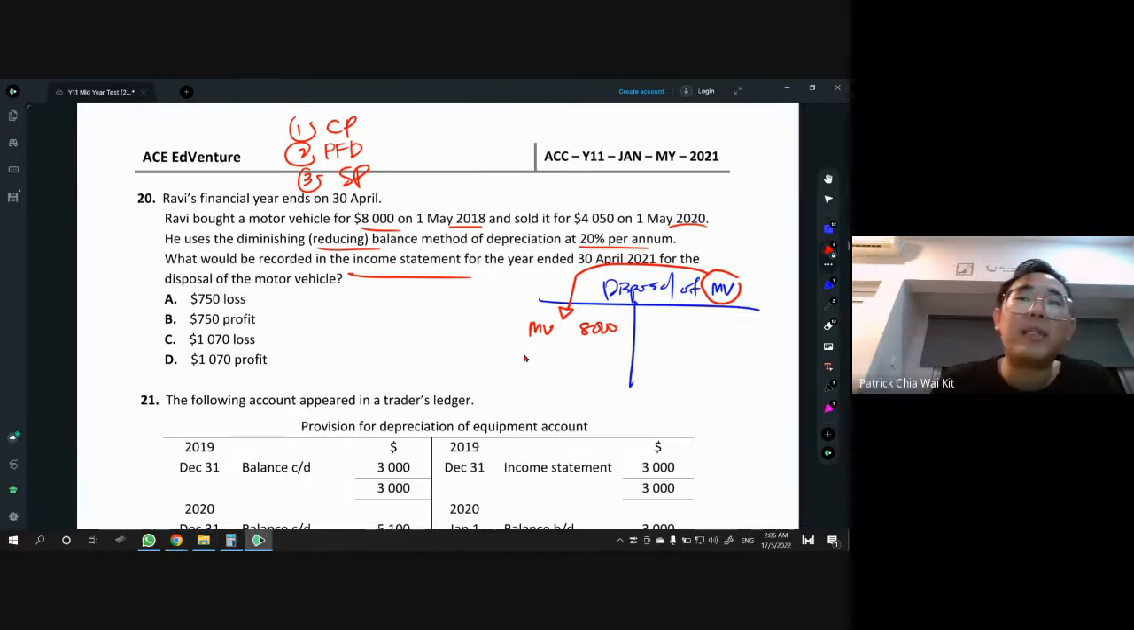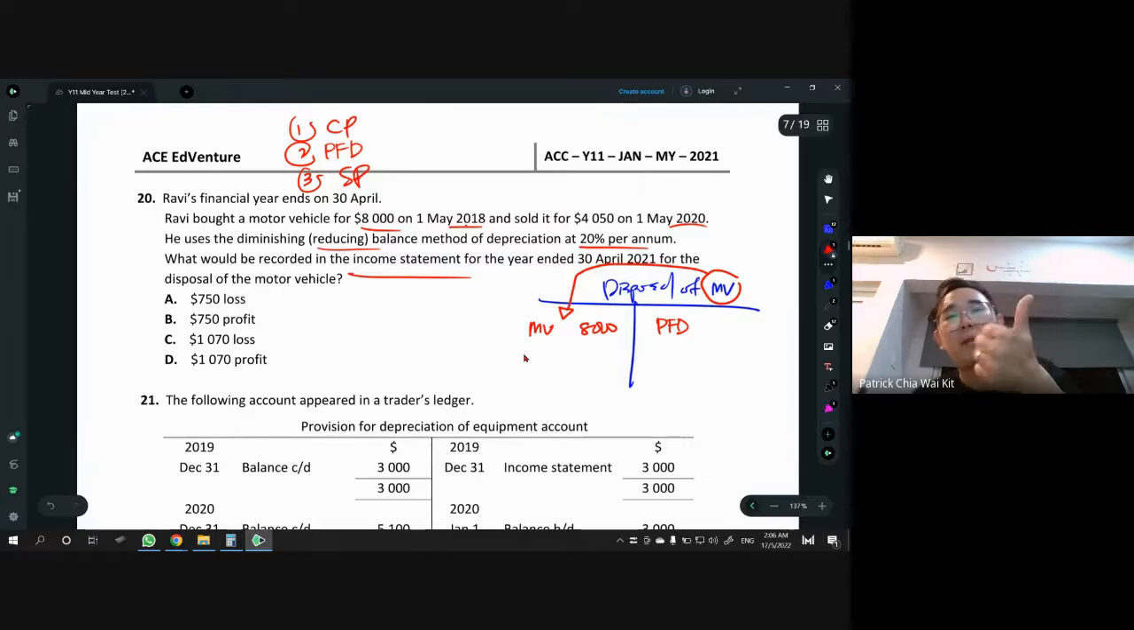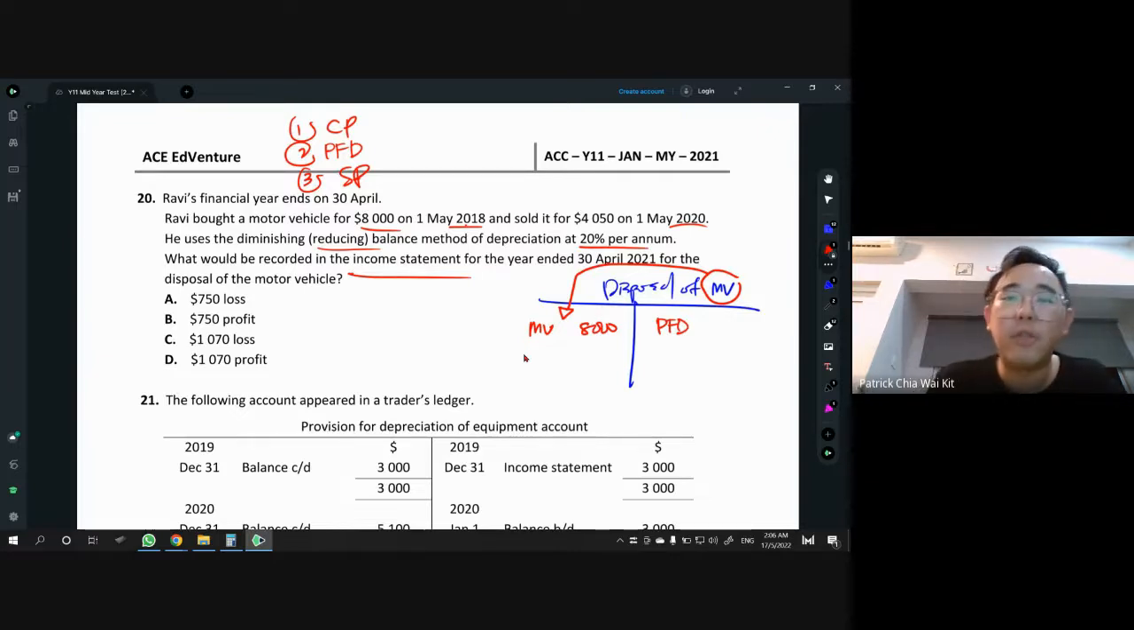Then you should know the depreciation is always the opposite of our cost price, our asset. So PFD will appear on the right side. Now, do we know the amount? We don't know, but you have to calculate yourself. So let's calculate the PFD. How many years is this? This has been since 2018 until 2020. So 2018 is 1 year, 2019 is 1 year, and then 2020. If you're not sure, then draw out the range, how many years to how many years.